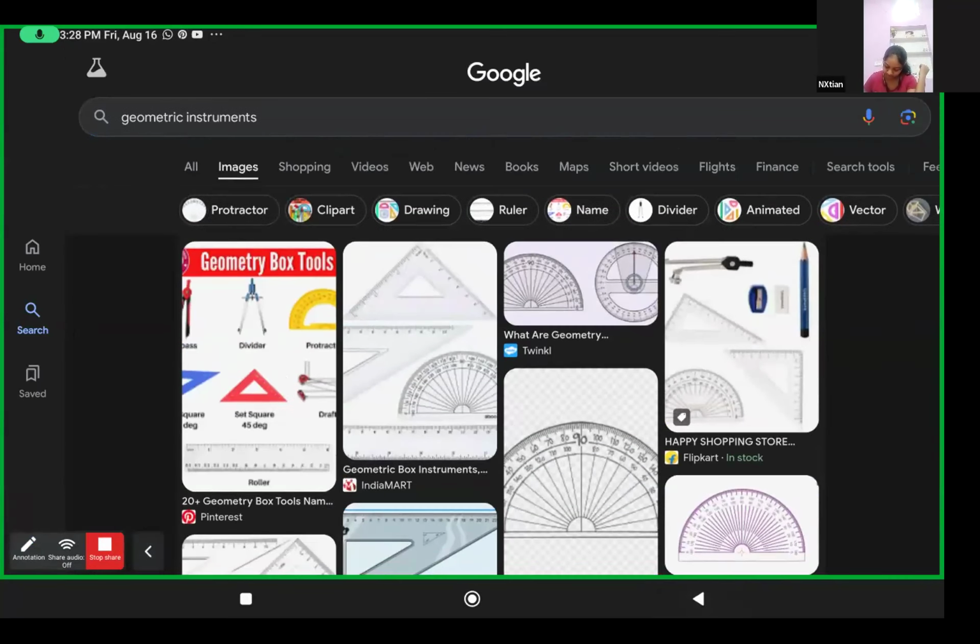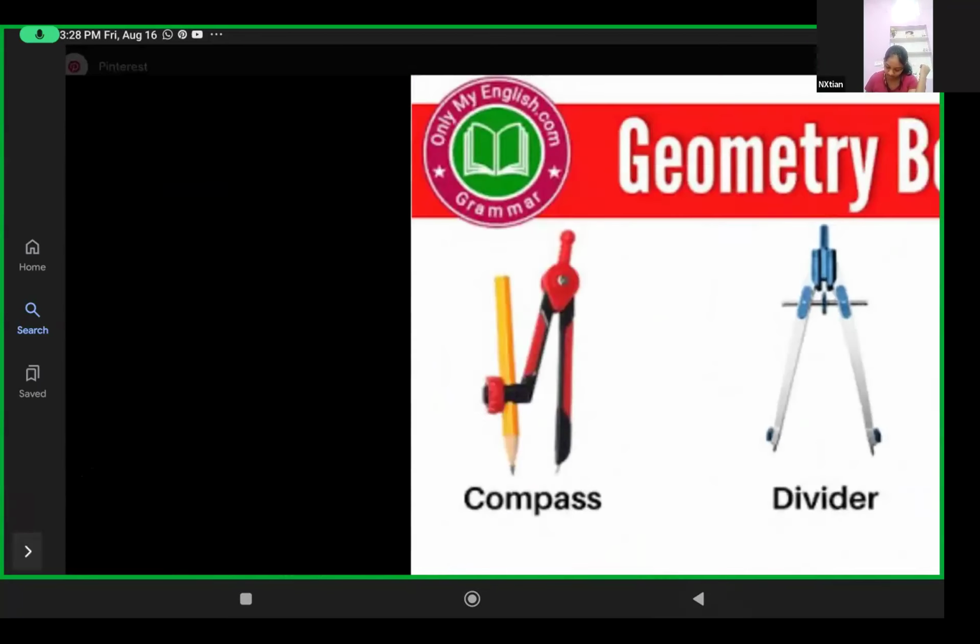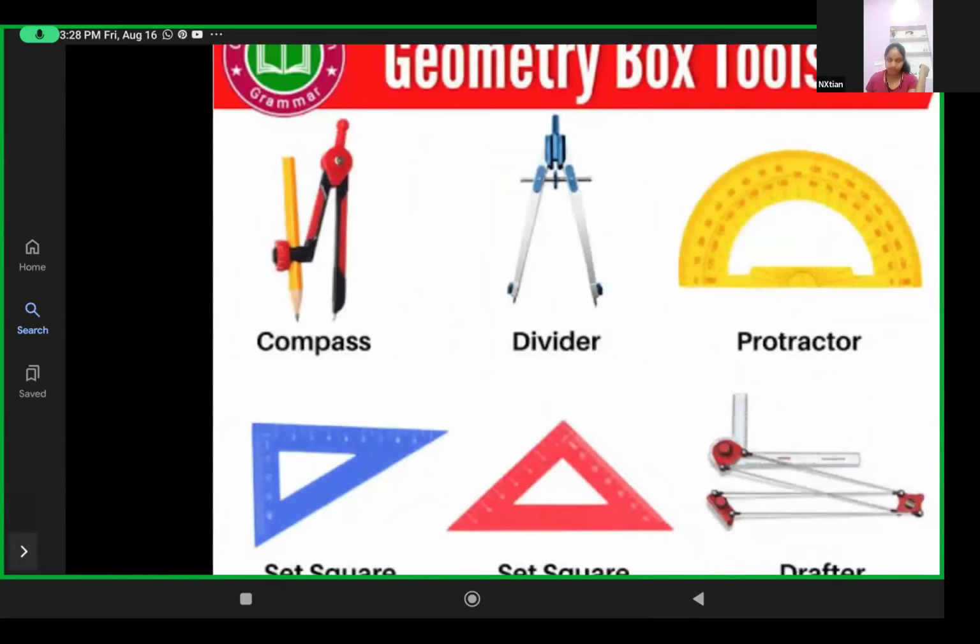Then let's see, we have the compass. The compass is used to draw circles. Yes, to draw circles, to draw angles also. Hope you guys know that. Yes, we can draw angles using the compass.